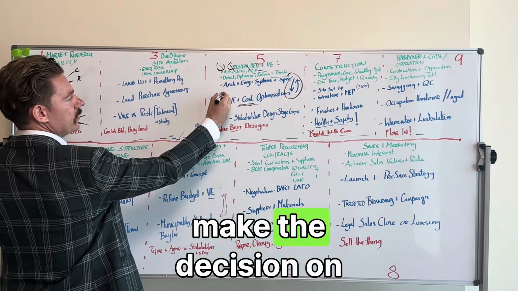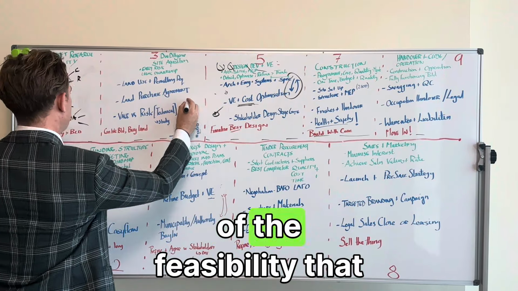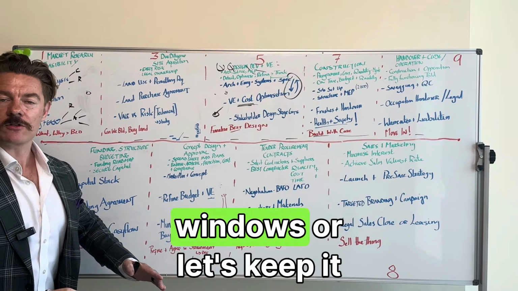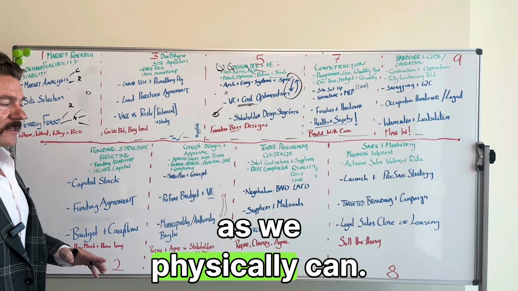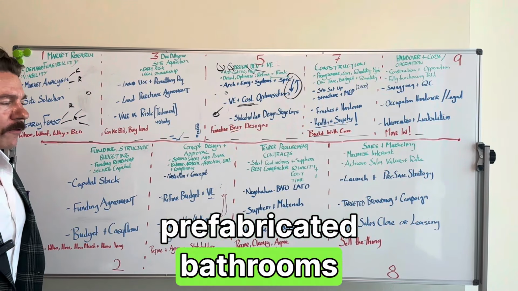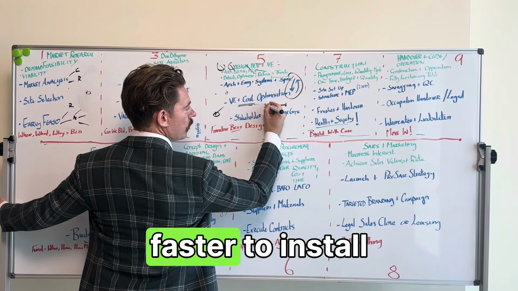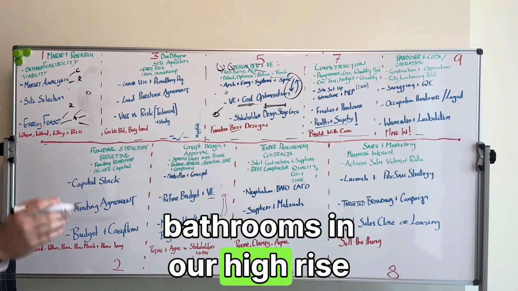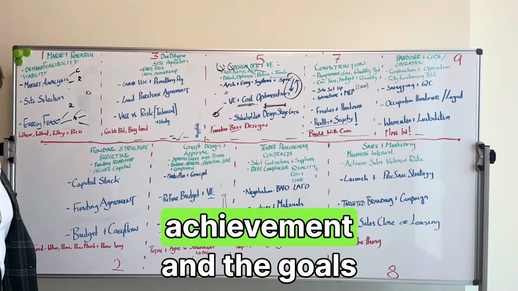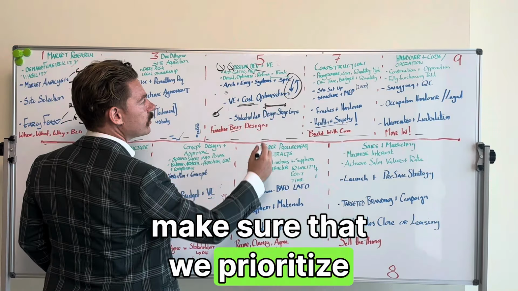So the person who needs to make the decision on should we have the curvy, expensive windows can say, actually, that's not part of the feasibility that we agreed. That's not the market that we're trying to go out for. Let's keep it straight windows, or let's keep the cladding on the building as simple as we physically can. Or do we need to think about using prefabricated bathrooms because they're faster to install than doing traditional bathrooms in our high-rise building? We can say yes, because the program is such a monumental part of the achievement and the goals and the key performance indicators of this development that we need to make sure that we prioritize things like this.